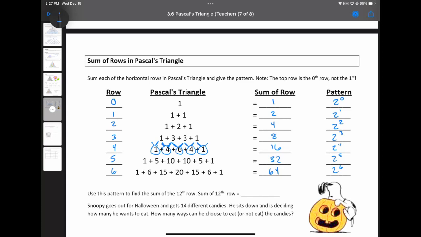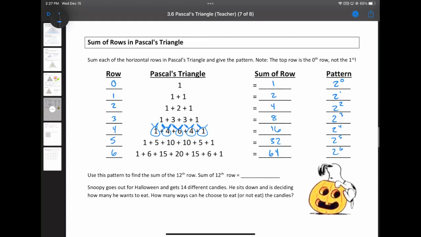Now using that pattern, we could quickly find the sum of the 12th row, and that's just going to be 2 to the 12th, which of course we all know off the top of our heads is 4,096. And if you don't know that off the top of your head, that just means you're a normal human being and you can use your calculator.